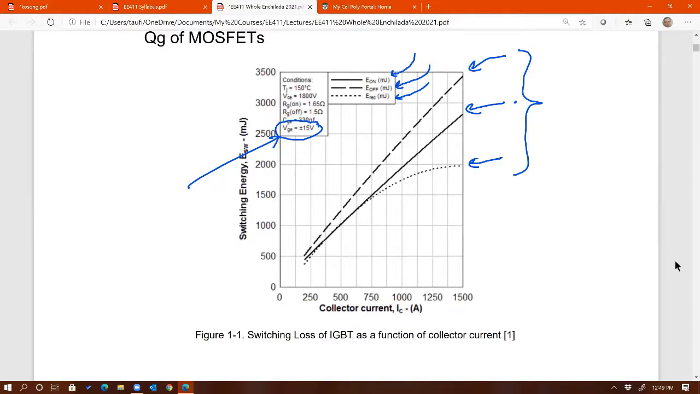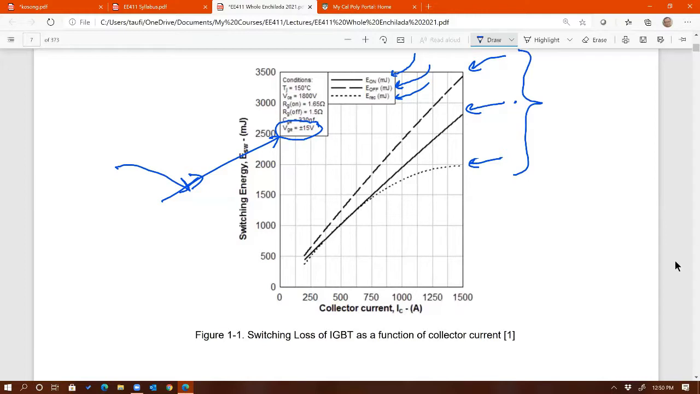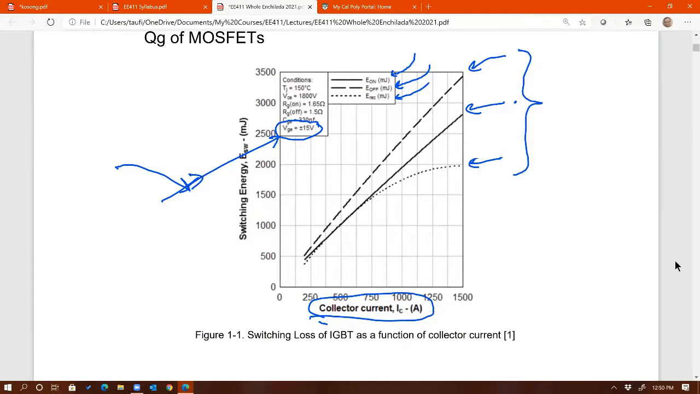So these losses will also be a function of this gate to source voltage. But the more dominant factor for these losses is collector current. The more collector current this IGBT is carrying, the more variation you have compared to varying VGS. Look at the amount of current on the x-axis. It's not small, is it? This is amps: 250 amps, 500 amps, all the way up to 1500 amps, right? So this is definitely a more determining factor than gate to source voltage. Okay. Does that answer your question?